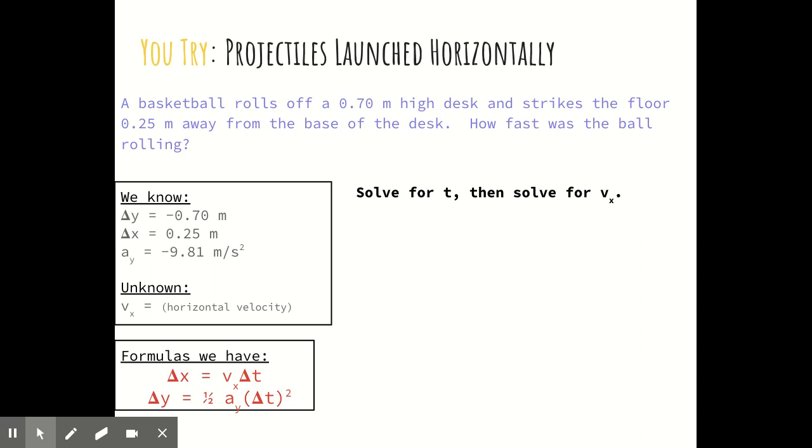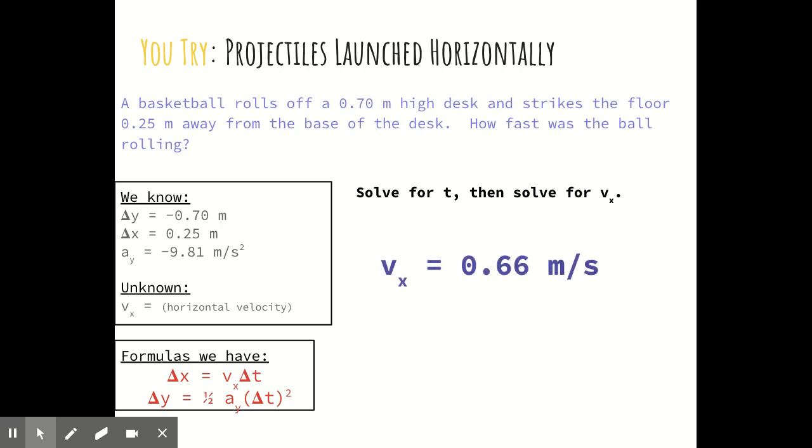And I mentioned it before, but we're assuming that the horizontal velocity is going to be the same at any point right now. Some formulas we do have, if you go back and look at that list: delta x is equal to velocity times time, and delta y is equal to 1/2 acceleration times time squared. Same formulas, we're just trying it from a different angle here. Again, we want to solve for Vx, so we have to have delta x and time. We do have delta x, but we don't have time, so we're going to use the other formula to solve for time first because we have all of those variables.